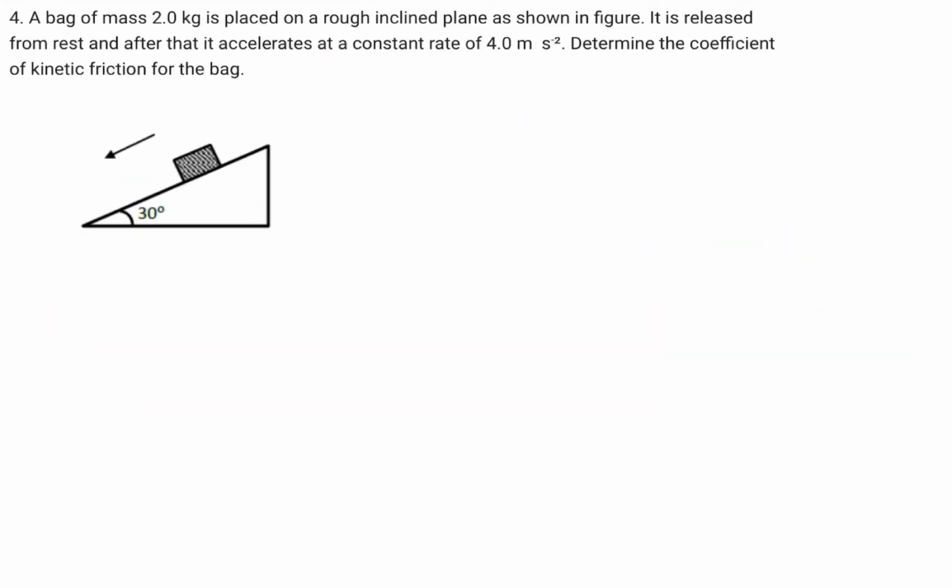Number 4, a bag of mass 2 kg is placed on a rough inclined plane as shown in the figure. It is released from rest, and after that it accelerates at a constant rate of 4 meter per second squared. Determine the coefficient of kinetic friction for the bag. So first of all, draw a free body diagram, or just sketch the forces on the bag.